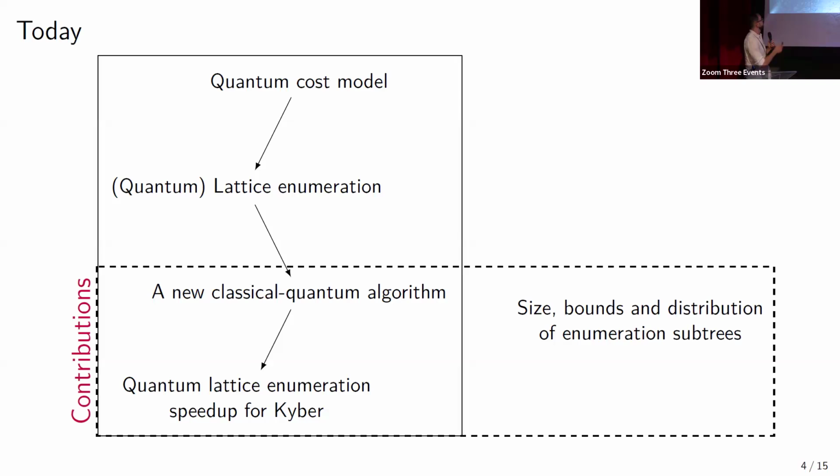So this is what we're going to do today. First, we're going to make sure that we're on the same page about the quantum cost model. Then we'll peek a little bit into how lattice enumeration works. And then we'll come to our contributions. The first of which will be a classical quantum algorithm to actually perform quantum lattice enumeration. And in the end, we'll take a look into a case study on how or if quantum lattice enumeration can speed up enumeration for Kyber. And then we have some more results on the size and distribution of enumeration subtrees, but we'll not really talk about that today.